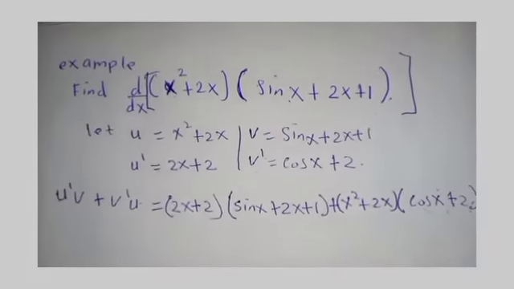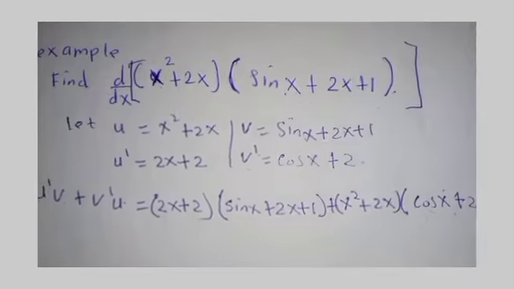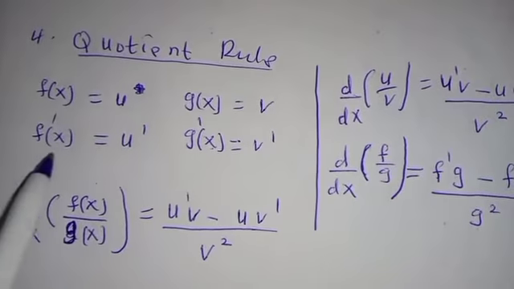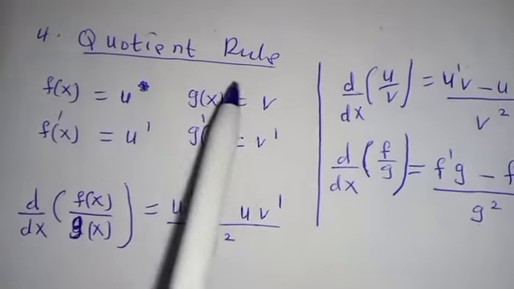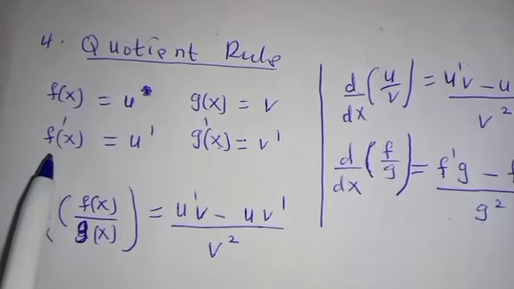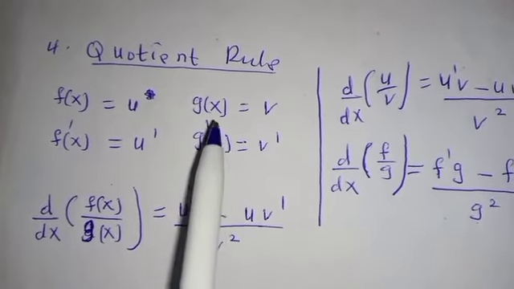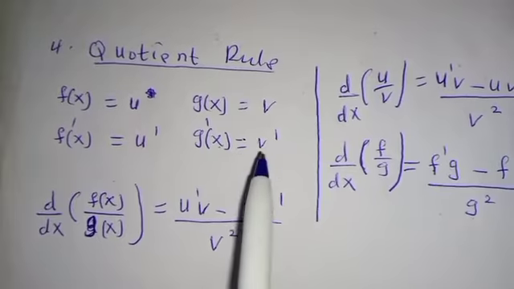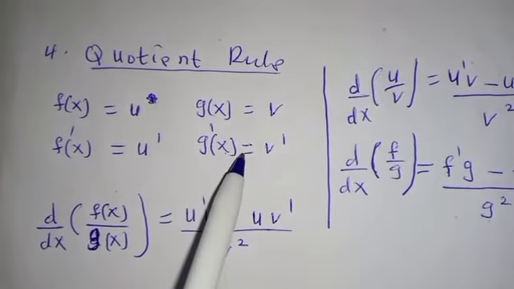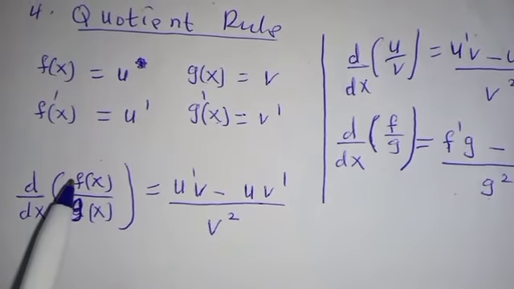When you differentiate sine x, it will give you cos x plus 2. Our next method will be the quotient rule. Method number 4 of differentiation is the quotient rule. So we are going to consider function f of x as equal to u, f prime, u prime, g, v, g prime, v prime. So these two functions are continuous and differentiable.